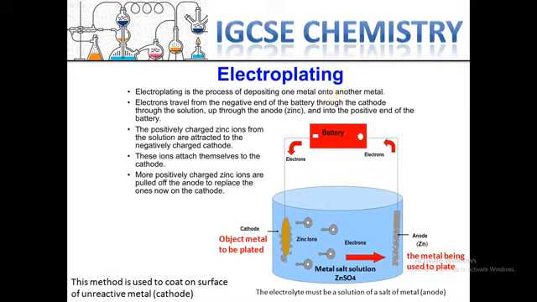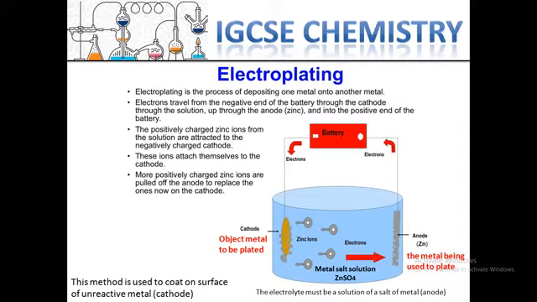Another type of electrolysis is electroplating. For electroplating, we need a container like this, a tank of salt solution. The example of salt solution here is zinc sulfate. We have a cathode and anode as usual, and there is also a battery, to make a current of electrons.